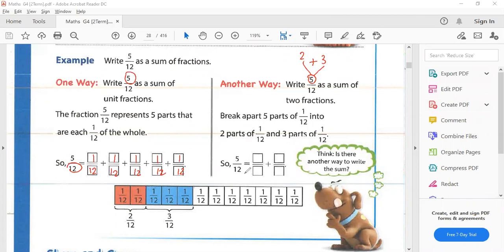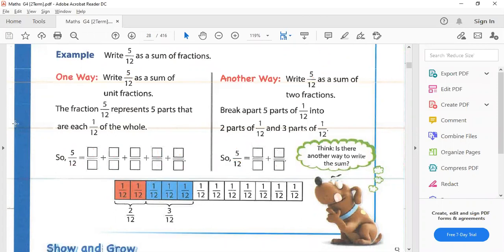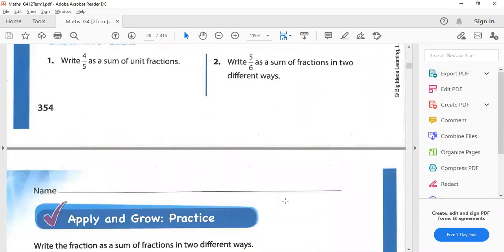So we can express this fraction as 2 over 12 plus 3 over 12. 3 plus 2 equals 5, and you have the same denominator, 12, just like that. So add them, 2 plus 3 equals 5, and 12 will be down. So you can decompose any fraction in two ways or more than two ways.